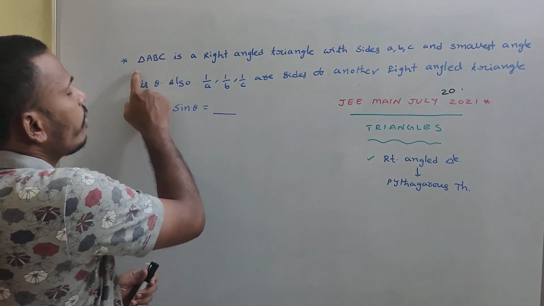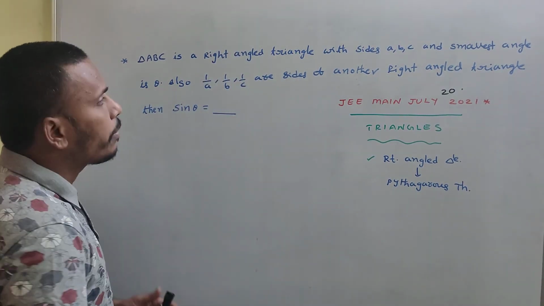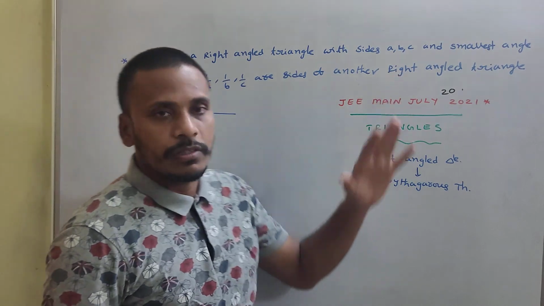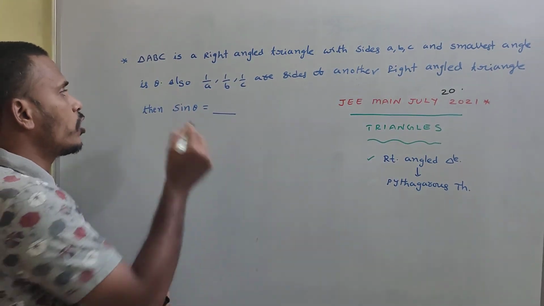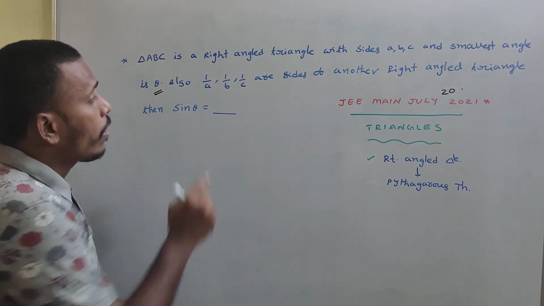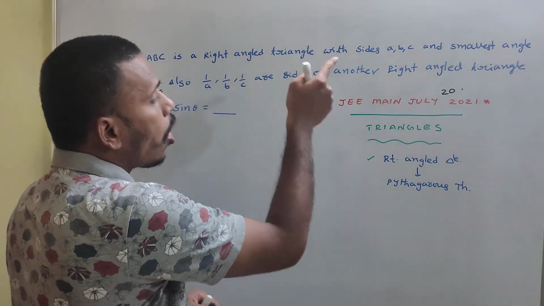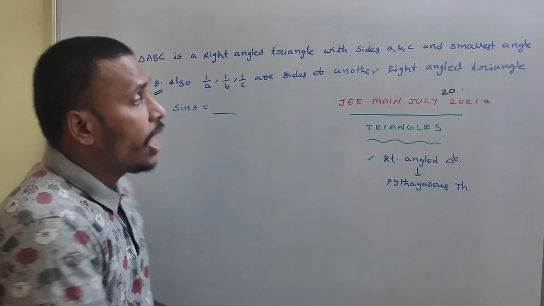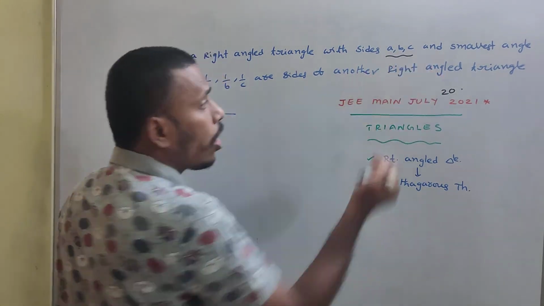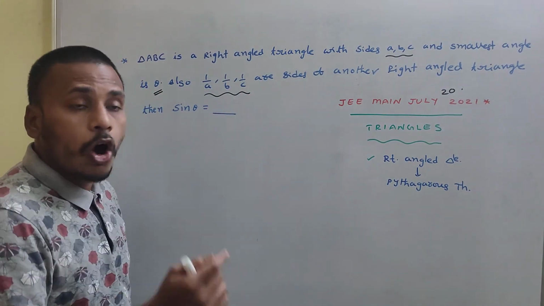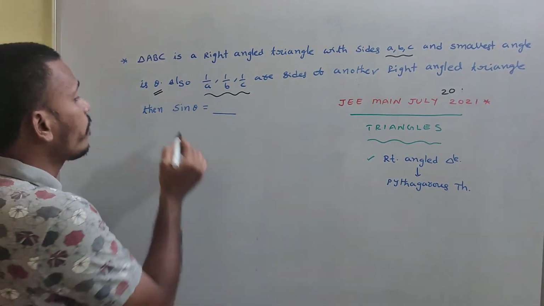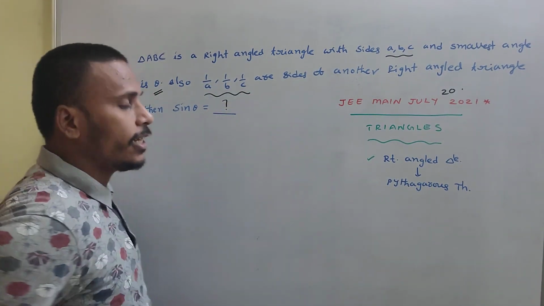We have a triangle ABC. Triangle ABC is a right angle triangle with sides a, b, c, and the smallest angle of the triangle is theta. Pay attention to this theta. Also, 1 by a, 1 by b, 1 by c are sides of another right angle triangle. So, look, a, b, c are sides of one right angle triangle, and 1 by a, 1 by b, 1 by c are sides of another right angle triangle. Our question is to find sine theta.